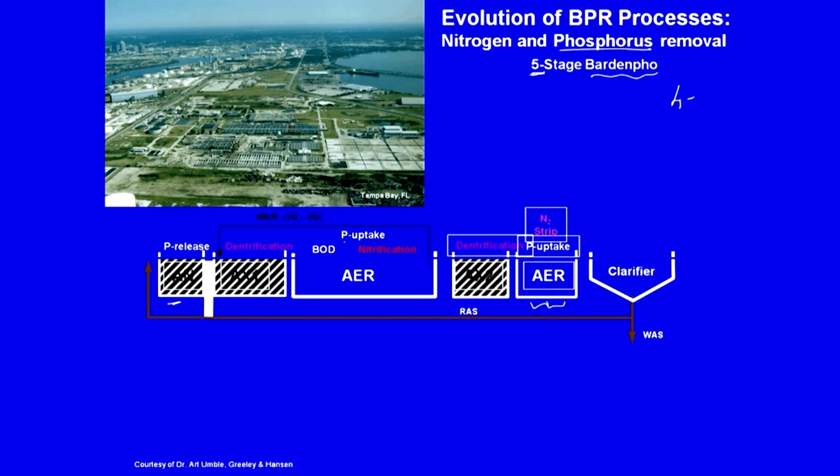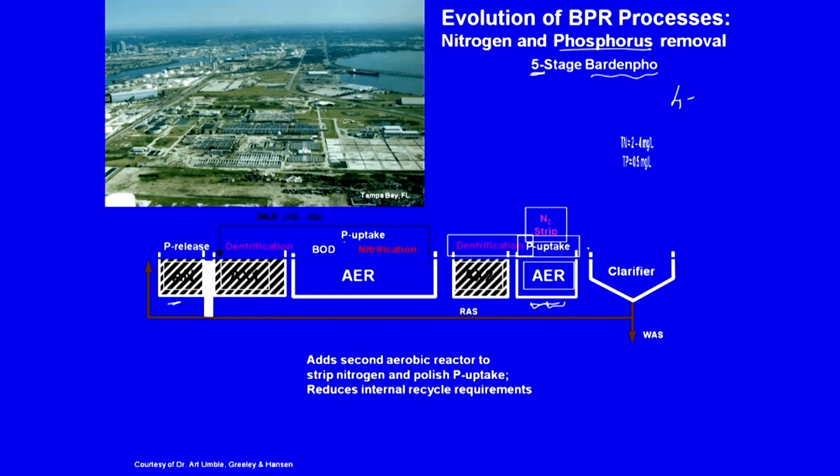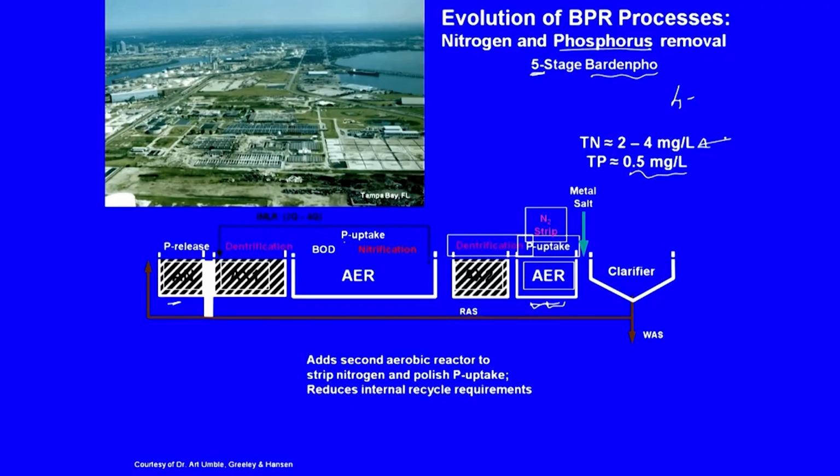But here, rather than putting it up here, they are going to take the recycle much further there. So, add a second aerobic reactor to strip nitrogen and polish phosphorus uptake. Again with more aeration, more phosphorus will be taken up, and it reduces internal recycle requirements. So, now you see phosphorus pretty good, total nitrogen also pretty good. Again the whole thing is to understand that you need a carbon source or electron donor, and you need an electron acceptor, that is for aeration and denitrification. But for phosphorus you need anaerobic and aerobic conditions, and that is how you play around so that you get the optimum conditions.